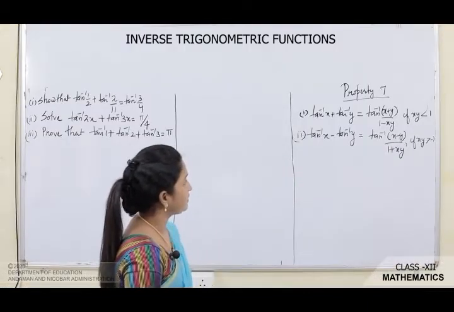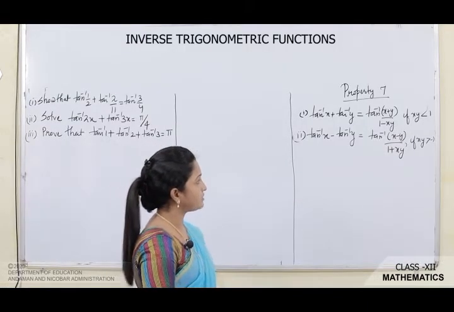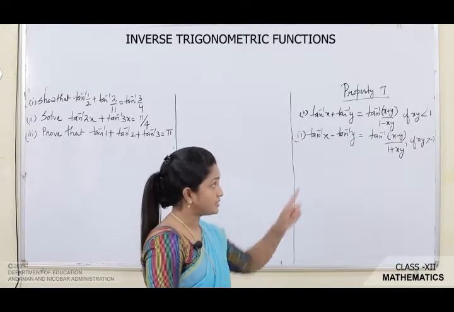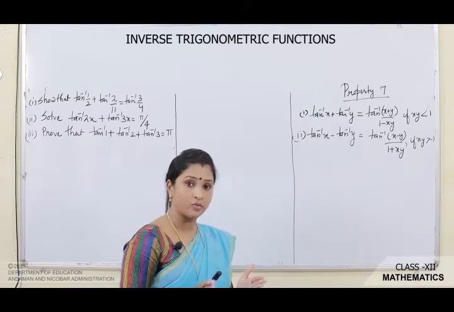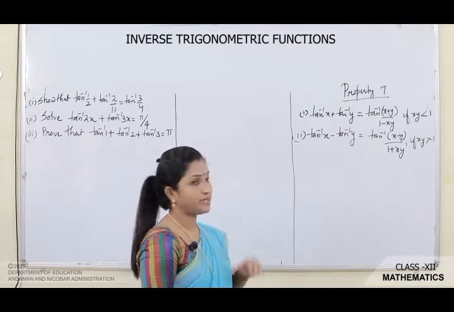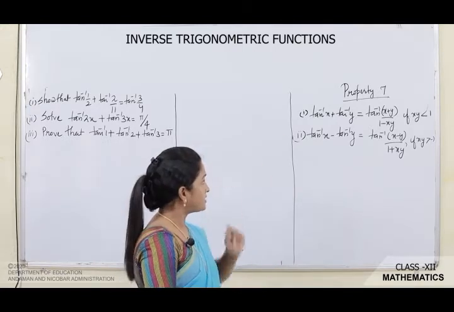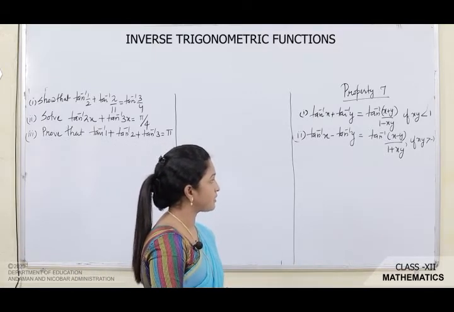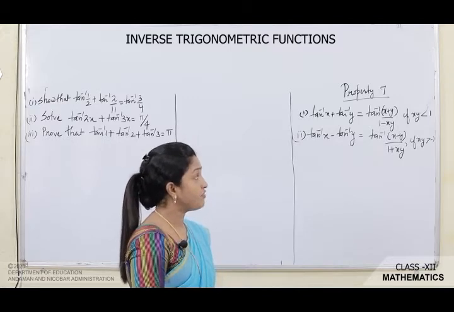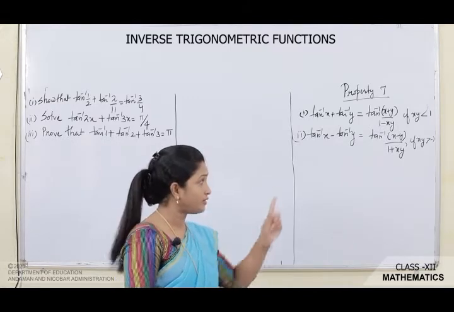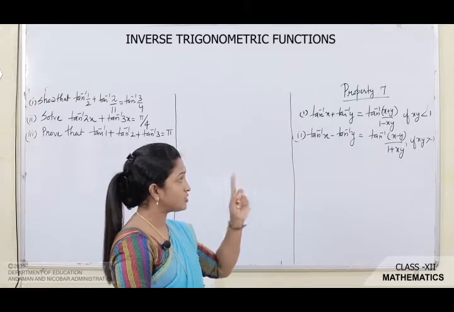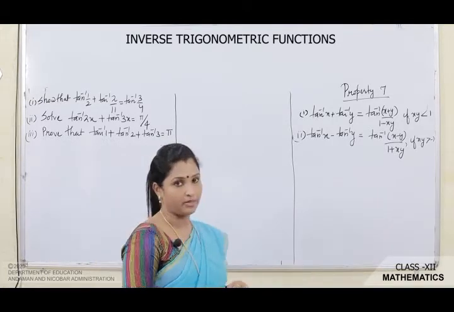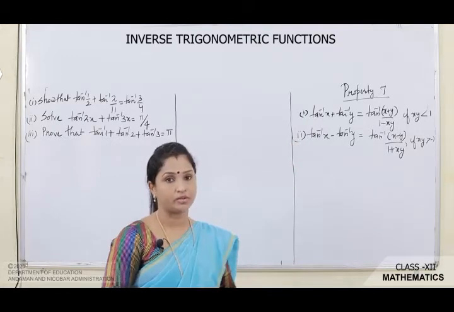Tan inverse x plus tan inverse y is equal to tan inverse of x plus y by 1 minus xy, if xy is less than 1. That is the condition given to you. If xy is less than 1, then only this property is applicable. Now come to the second one. Tan inverse x minus tan inverse y is equal to tan inverse of x minus y by 1 plus xy, if xy is greater than minus 1. Again the condition is given. If x into y is greater than minus 1, then only this property will be applicable. So the condition is very, very important here.